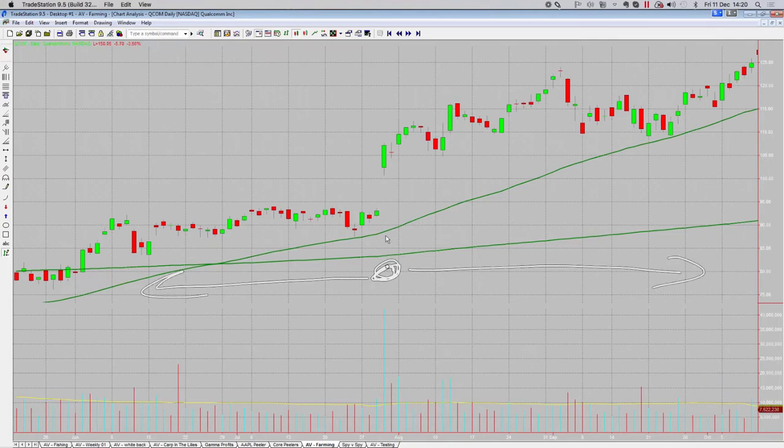So let's break it down. How do we find these trades? How do we find them in the before state? Because it's no use to us in the after state. It's easy to find these trades after the fact. How do we find them in the before state? That's what we want.